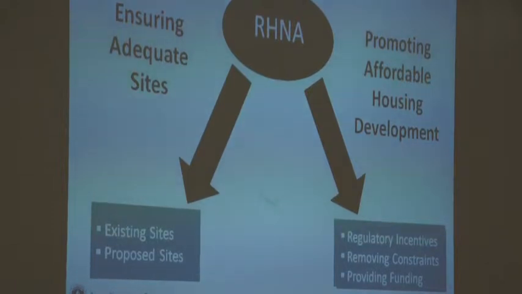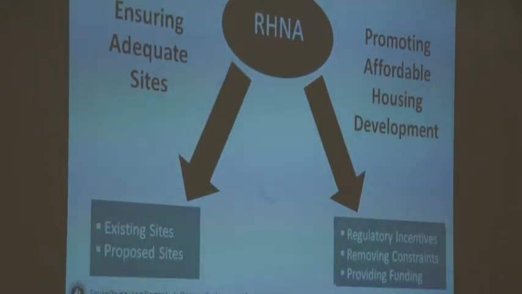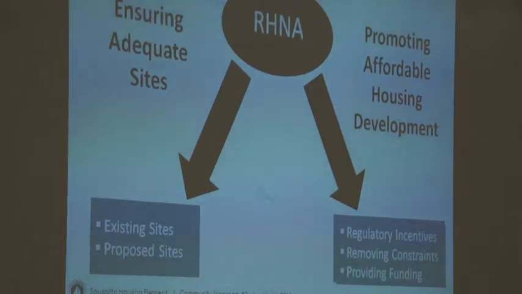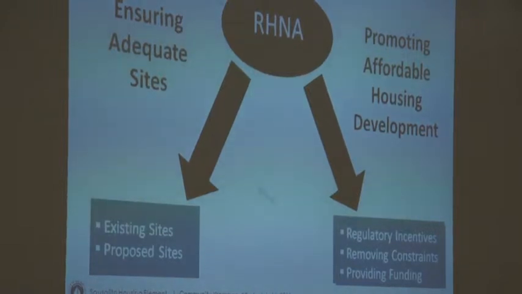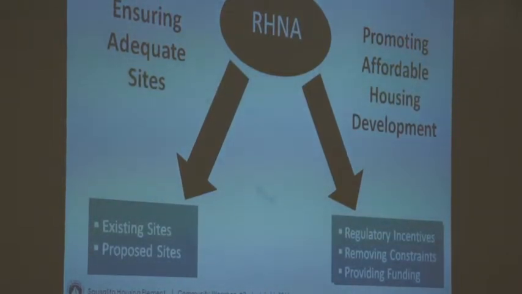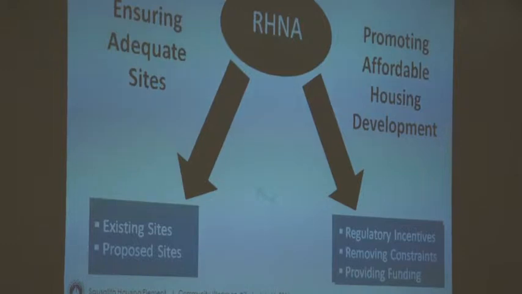The other way this RHNA number informs your housing element is that it turns into programs, perhaps for regulatory incentives or removal of constraints and providing funding. So adequate sites and removing constraints are the two legs for the development of your housing element, and that's the way the RHNA informs that.